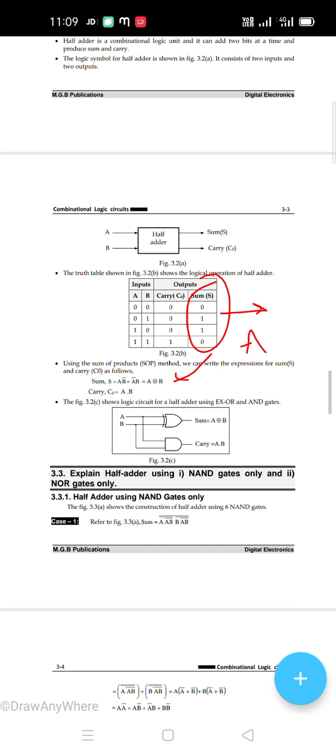See here we are having the sum output a bar b plus a b bar. This is the output of sum. How are we getting this? We have to see the sum output. In the sum output, wherever there is 1, we have to write down that output.